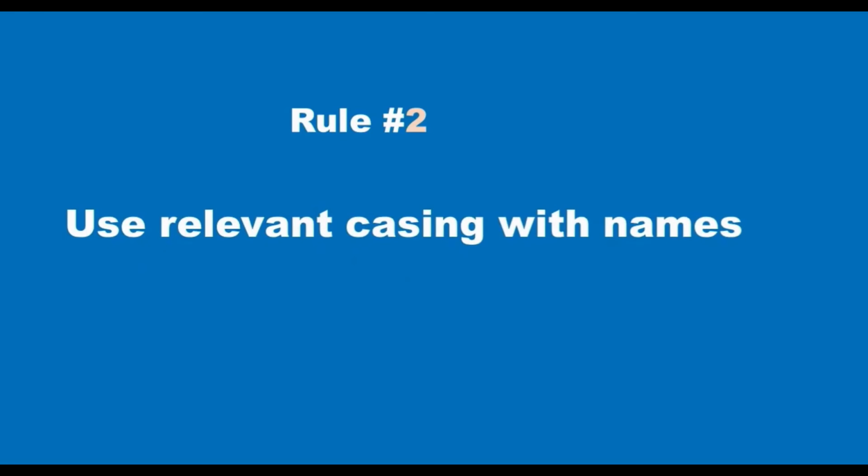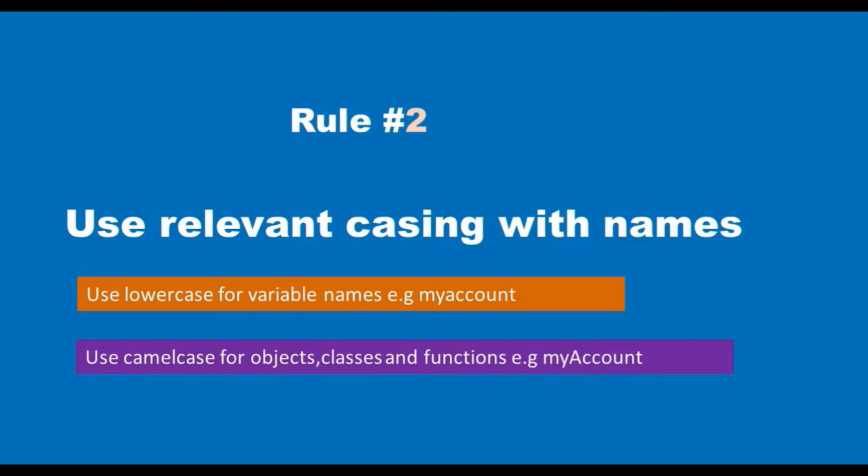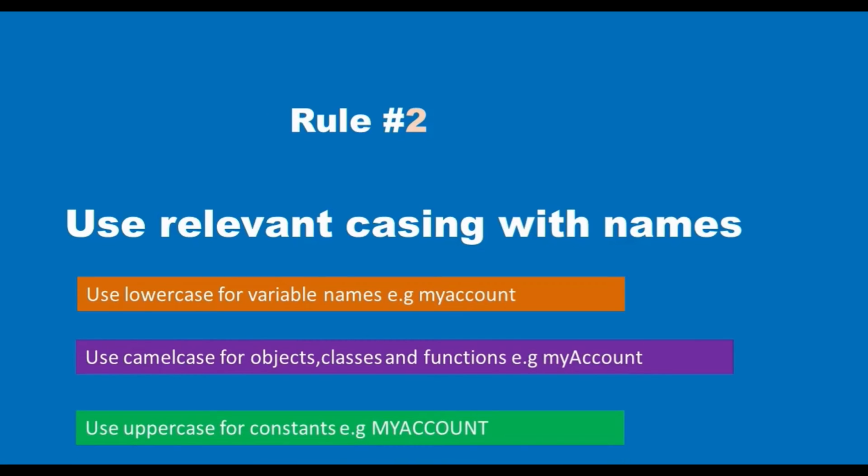Rule number 2. Use relevant casing with names. Use lowercase for variable names, e.g. myaccount. Use camel case for objects, classes, and functions, e.g. myAccount. It is called camel case because it resembles the hump of a camel. Use uppercase for constants, e.g. MYACCOUNT. Constants are values that should not change.